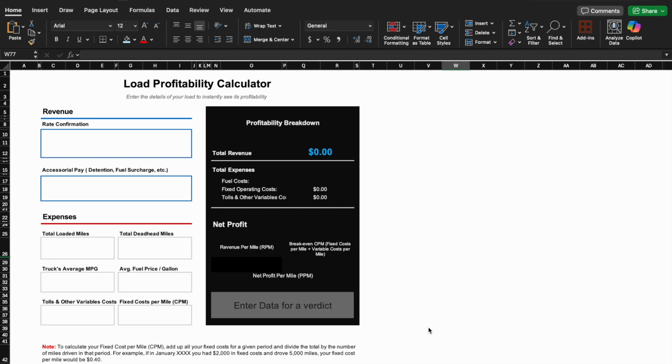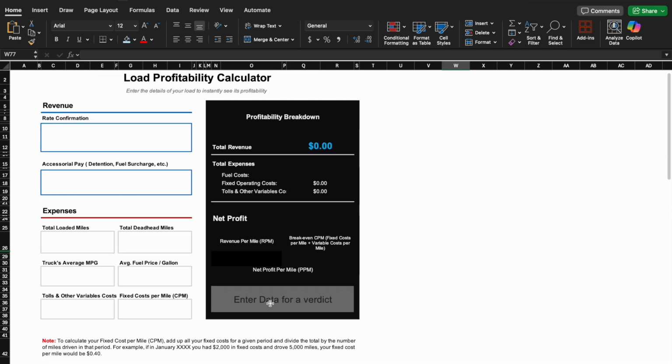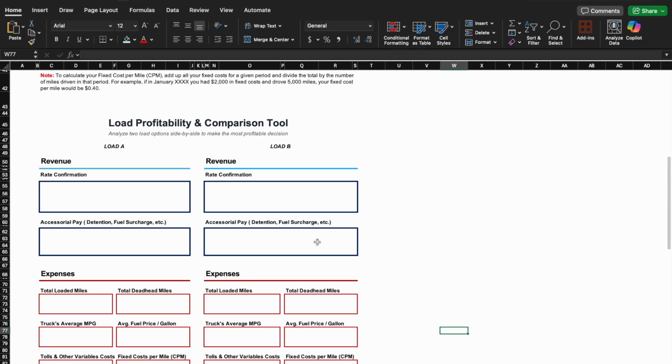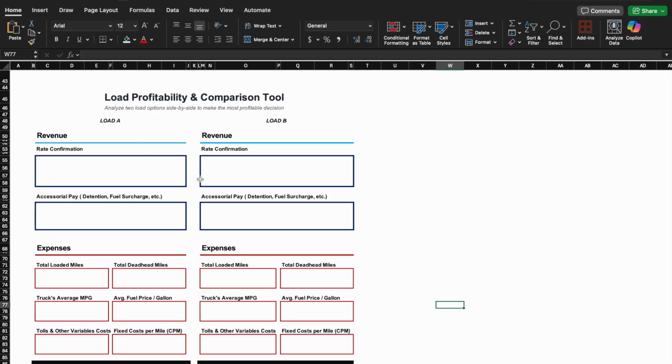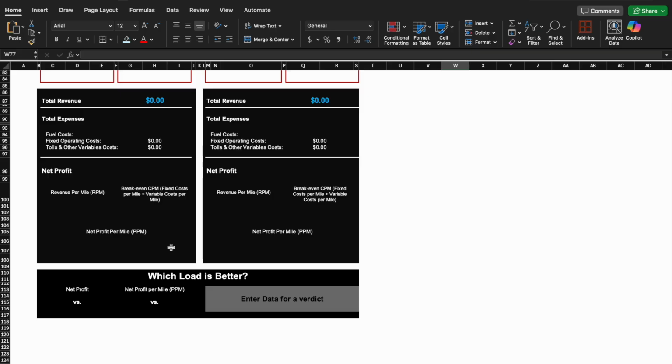So I built this load profit calculator so that truck drivers and owner operators can calculate the load profit for that load before booking. So for example, you can enter in your revenue, your accessorial pay, your different types of expenses, and then you can see whether you're going to make a profit for that load or not. And then also this calculator has a comparison tool, so you can compare between two loads. Basically, you just enter in the revenue and expenses for each of the loads, and it'll give you a verdict to let you know which load is more profitable and which one you should consider.